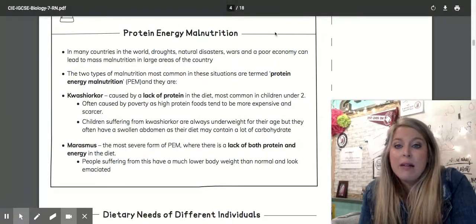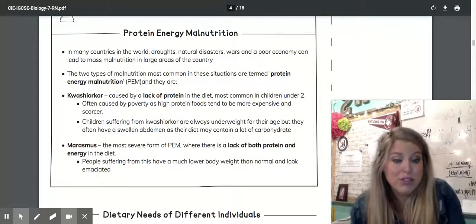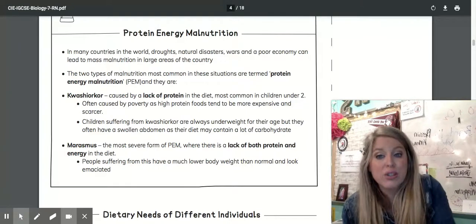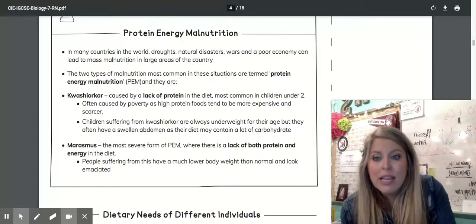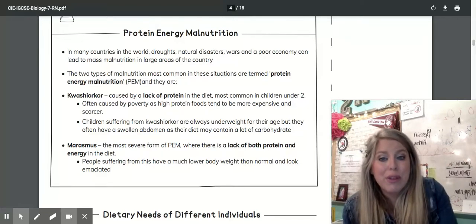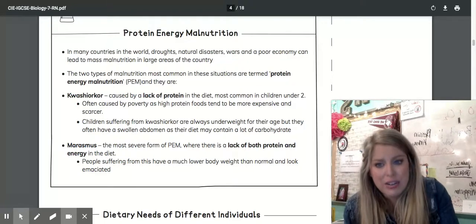Now, protein energy malnutrition forms are in 2 categories. Kwashiorkor, which is caused by a lack of protein in the diet, most common in children under the age of 2. And then we have marasmus. Marasmus is the most severe form of this, where there's a lack of both protein and energy.